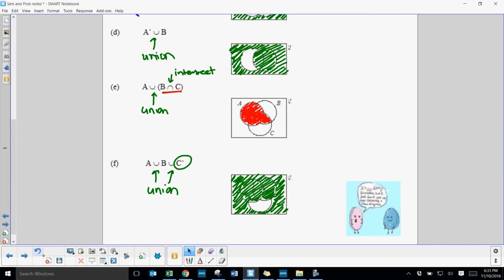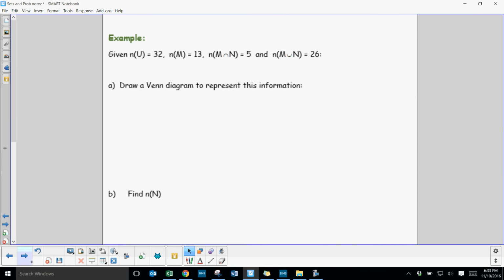So now let's move on from shading. Let's move on to some Venn diagrams. So here's our first example. Given that the number in the universe is 32, so there's 32 elements in the universal set. The number in M is 13, the number in the intersect is 5, so it's always handy when we know the intersect because we tend to start with that. And the number in the union is 26. Draw a Venn diagram to represent this information.